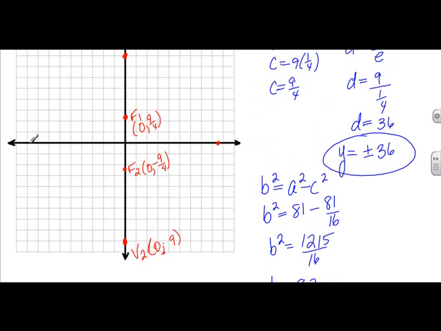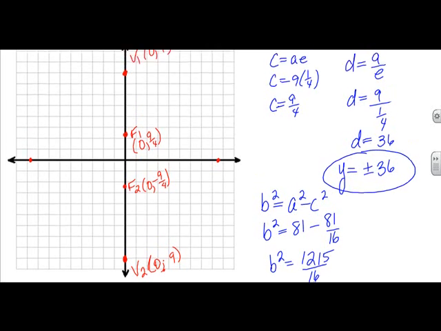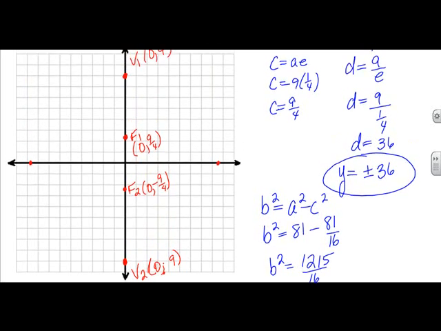So we've got an ellipse here that's almost as wide as it is tall. This ellipse is very, very non-ellipsy looking. It's almost looking like a circle. And I'm actually terrified to try to sketch this curve, but I'll do the best I can.